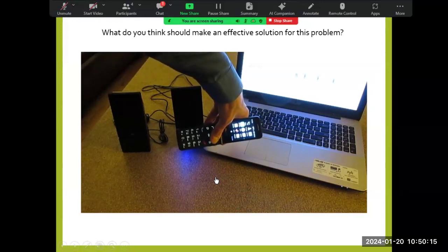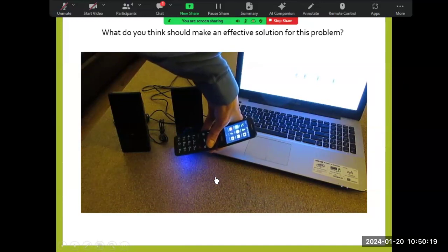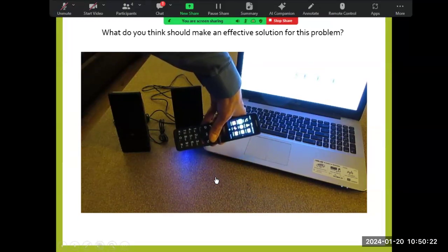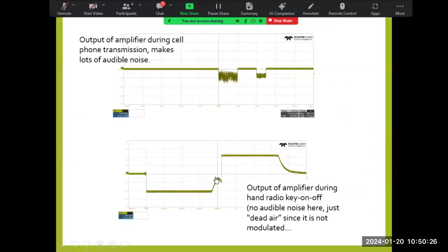How does it do that? What's the modulation, of course? It's affecting something in the speaker. Well, what's it affecting? Well, we started looking at the output. You could see the output of the amplifier in the speaker. Every time you get these pulses, you see some noise, which is the modulation right there.